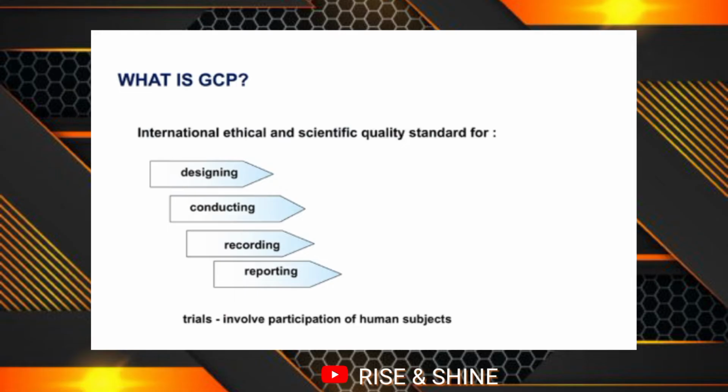Now what is GCP? If you want to define it, basically these are international ethical and scientific quality standards. Basically, these guidelines tell you how to do your research, how you design and how you plan. That is what this guideline covers. That's why they have a template for a protocol, what things you have to cover. And all these 13 principles revolve around that, and how you have to execute.